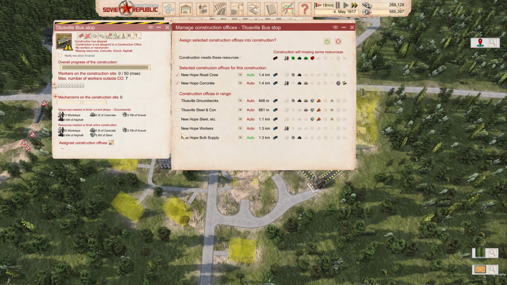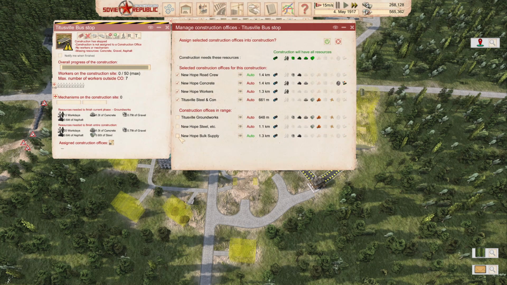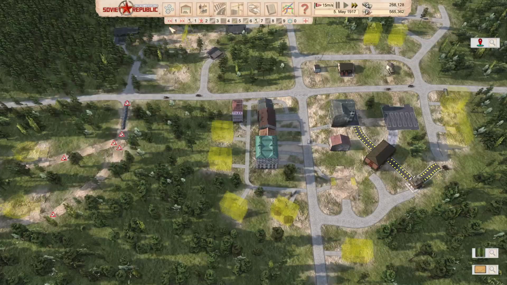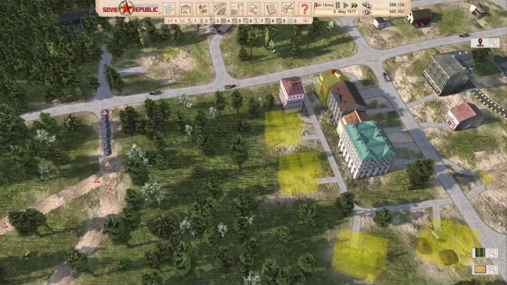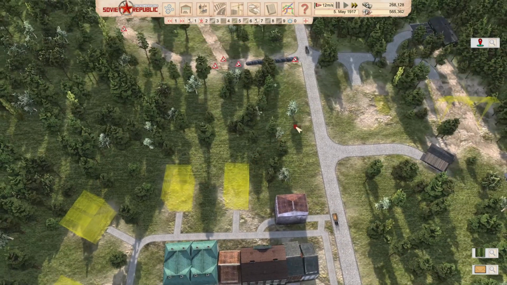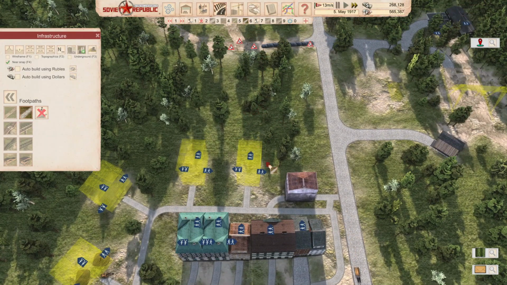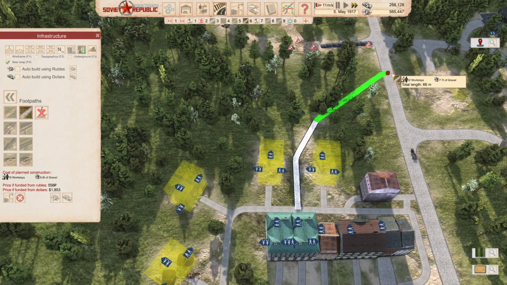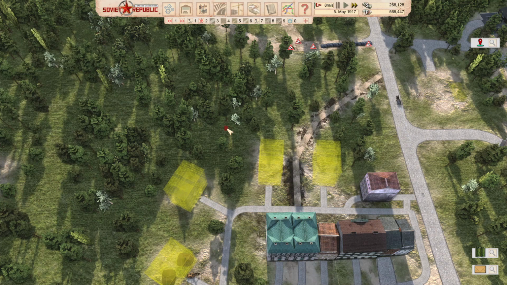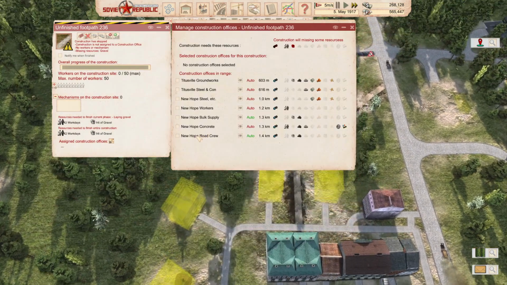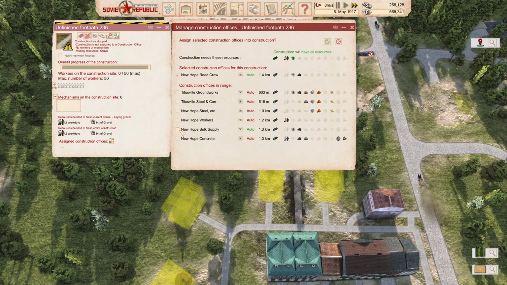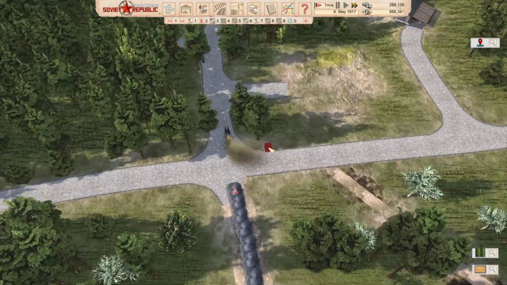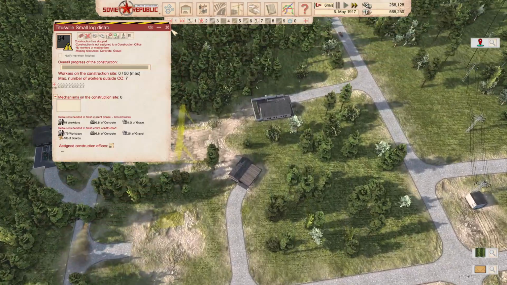Road crew, concrete, workers, steel, bulk supply. Put everybody on it. And we're going to have to start using a bus service to bring the workers out here. I really honestly felt that I could get... Actually, if I put a footpath out through here, and maybe to about there, and we'll just get the road crew on this. We might still be able to do it. If we can build here, we still might get a connection to there.